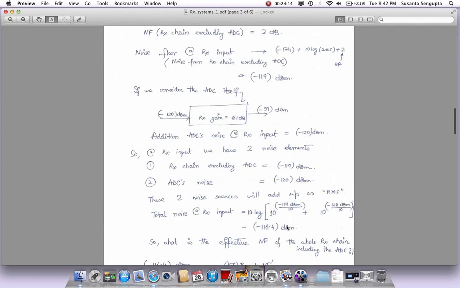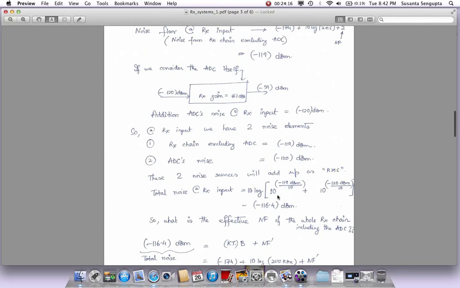So how do we add it? This is how we add it, as mean square. The first term would be minus 119 dBm divided by 10, and you take 10 to the power of this. This is the noise power for the RX chain only. This is the noise power for the ADC only. Add the two noise powers and take 10 log of this, and then the total noise power at the RX input has become this.